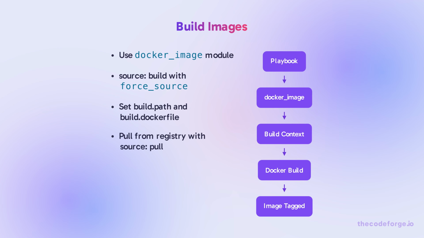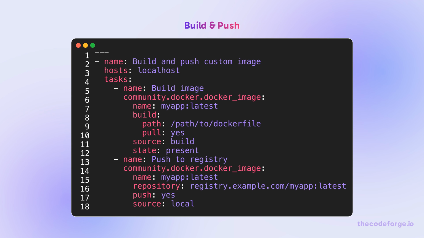The Docker image module can build images from a Dockerfile or pull from a registry. For building, use source: build and force_source: yes to rebuild. For pulling, use source: pull. This example builds an image and pushes it to a registry. The build path must exist on the target host. Use delegate_to localhost if building on the control node.